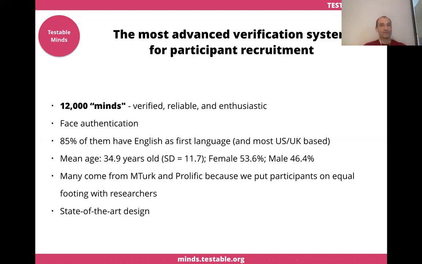In terms of numbers, we have 12,000 minds, verified, reliable, and enthusiastic. They need to rely on face authentication to sign up for studies. 85% of them have English as first language. Around 80% of them are based in the US and UK. The mean age is 34.9 years old, 54% female, 46% male. Many come from MTurk or Prolific.